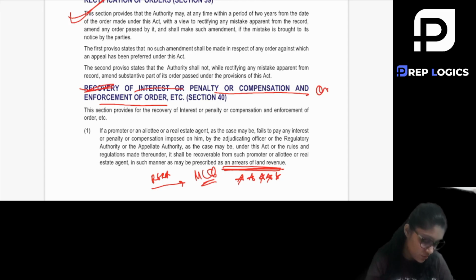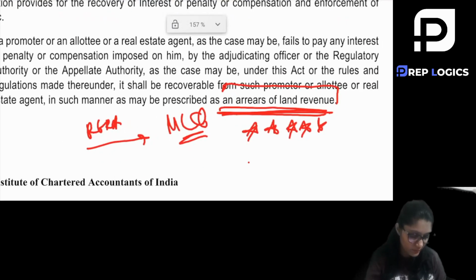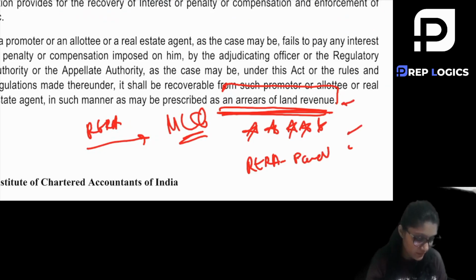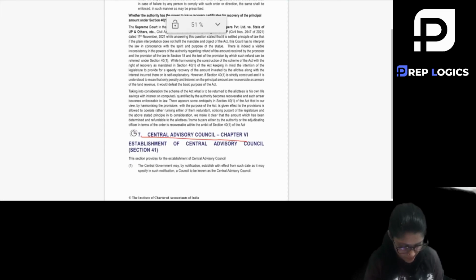Suppose you have passed the order. Okay, now you have placed a penalty of, suppose, 500 crores. So how will this penalty be recovered? It is recovered like arrears of land revenue. An MCQ might come: how will the RERA authority recover its penalties, as arrears of land revenue or as arrears of income tax? So it will be the arrears of land revenue. Earlier also this kind of MCQ has come.